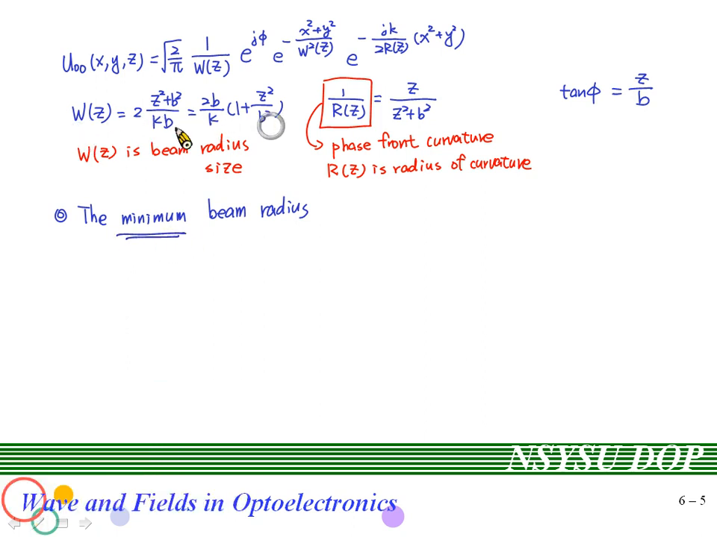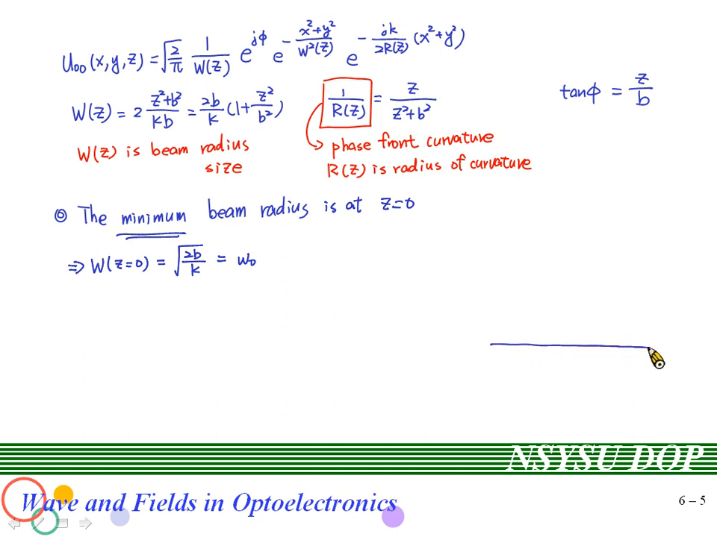From the expression here, you can see the minimum beam radius will appear as z is 0. What will be the value? Let's take z is 0 into the capital W function. You will find out that the minimum beam radius will be the square root of 2b over k. We call it W0.